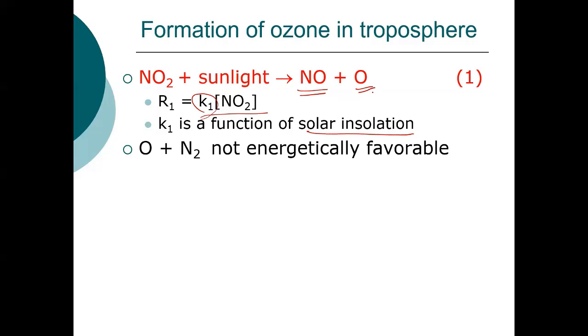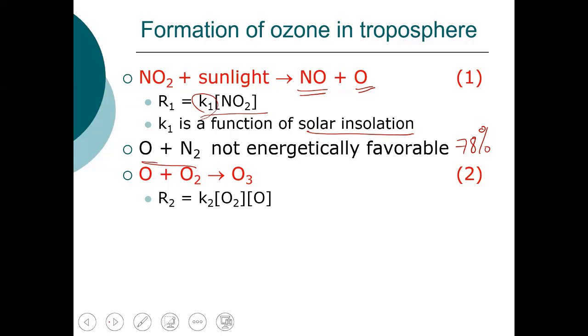Now, this atomic oxygen does not react with nitrogen. Remember, nitrogen is present in the atmosphere at about 78%, so there's a lot of nitrogen present. But this reaction isn't energetically favorable. On the other hand, the reaction between atomic oxygen and molecular oxygen is, and that results in the formation of ozone.